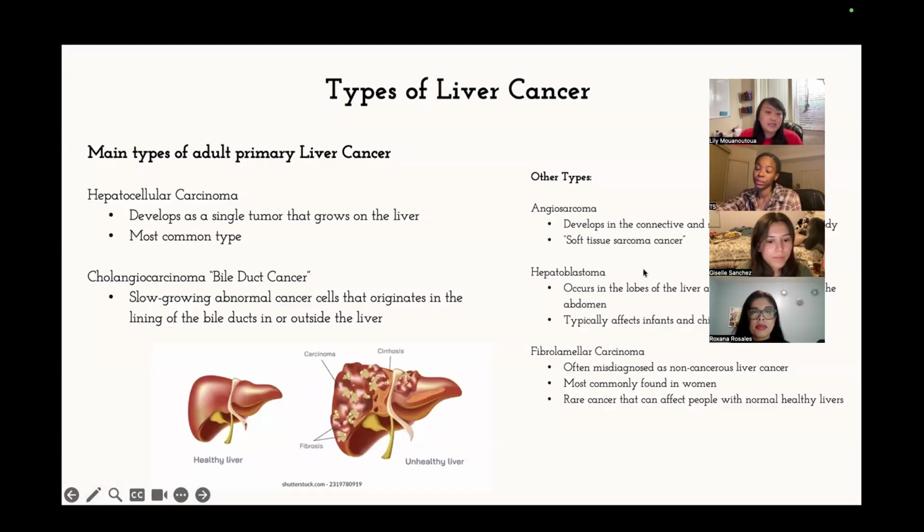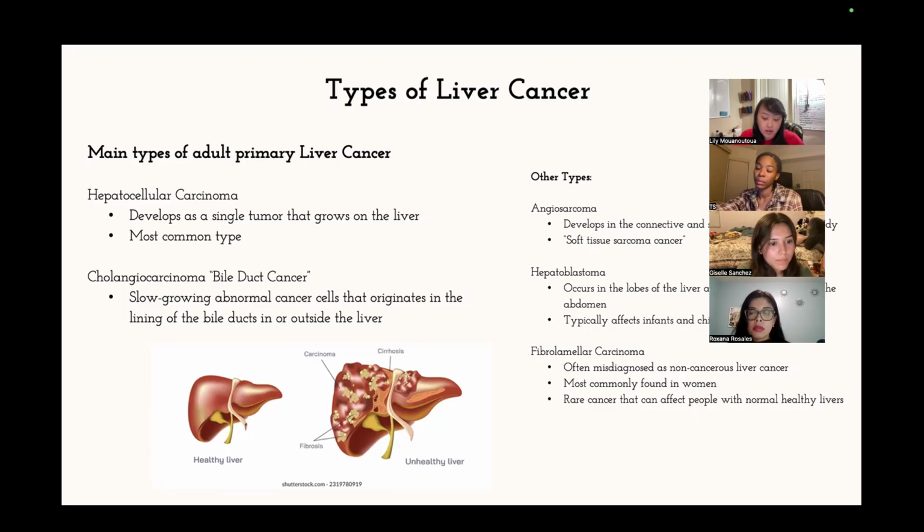There are many types of liver cancer. The most common one is hepatocellular carcinoma. It's the most common type of liver cancer in adults. It usually develops as a single tumor within the liver and is often linked to chronic liver diseases such as hepatitis B, hepatitis C, or cirrhosis.